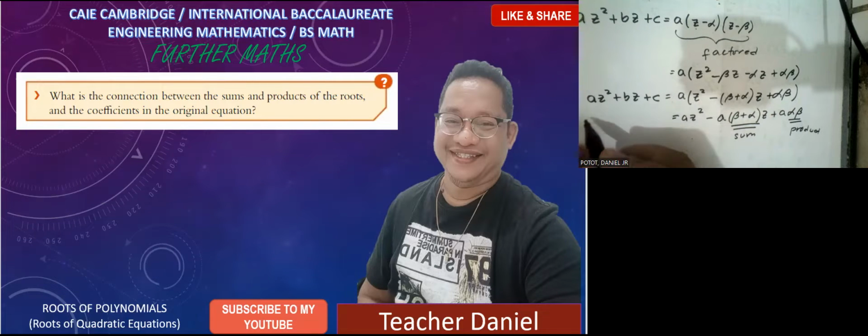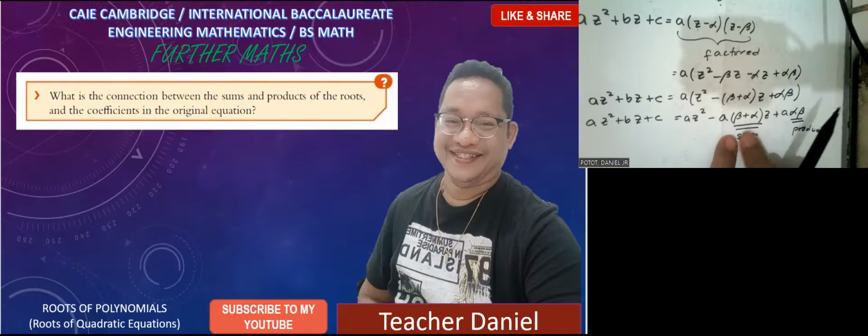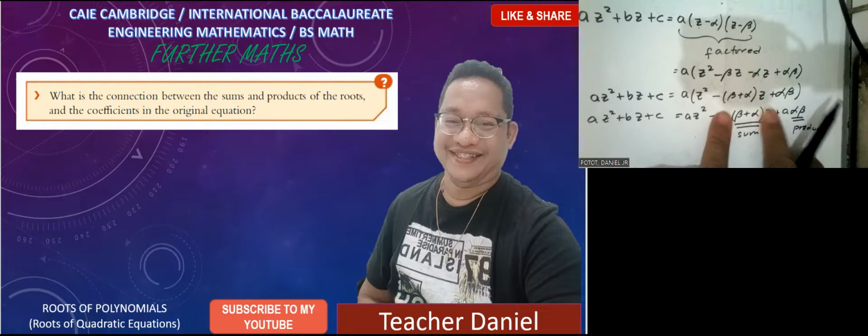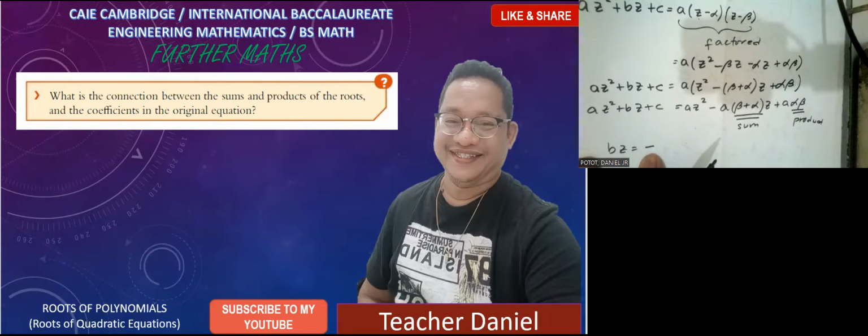So you have now a z squared plus bz plus c. We can compare the two, but what we want is only this expression. This expression here is equal to this expression there. So let's find that relationship. bz is equal to this component here, which we need to include the minus sign, a times the beta plus alpha times z. And what we want to get is only this one there.